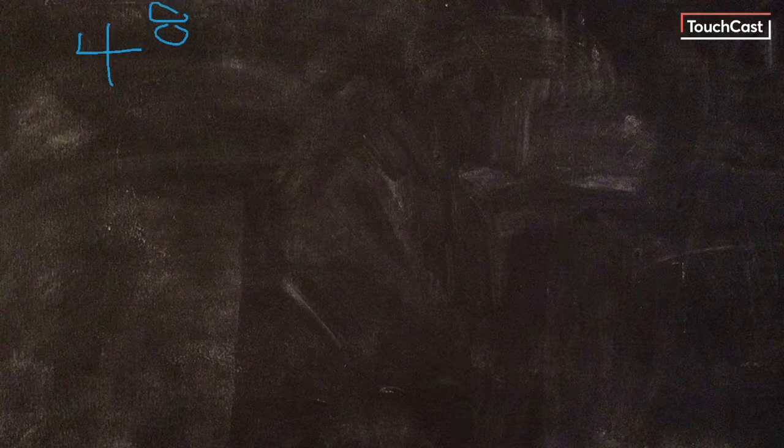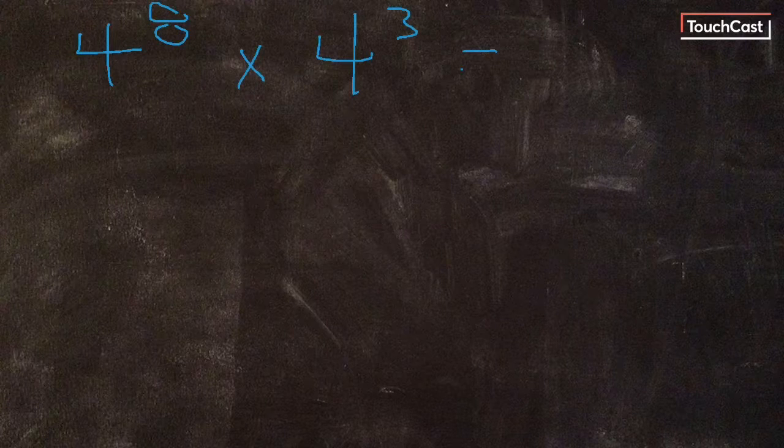So the first rule that you're introduced to is called the product rule, and that is a rule when you're multiplying numbers with exponents. Okay, so as long as the base is the same, if I'm multiplying, so this is the first question. If I'm multiplying, I'm going to keep the base the same, so I'm not actually going to be multiplying 4 times 4. I'm going to keep the base the same, and I'm going to add the exponents. So 8 plus 3 is equal to 11.